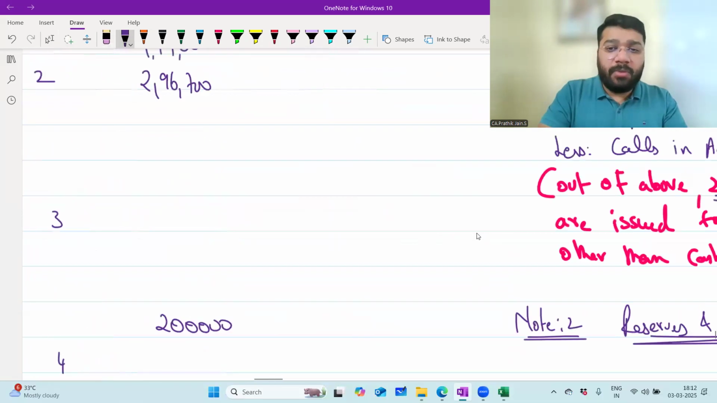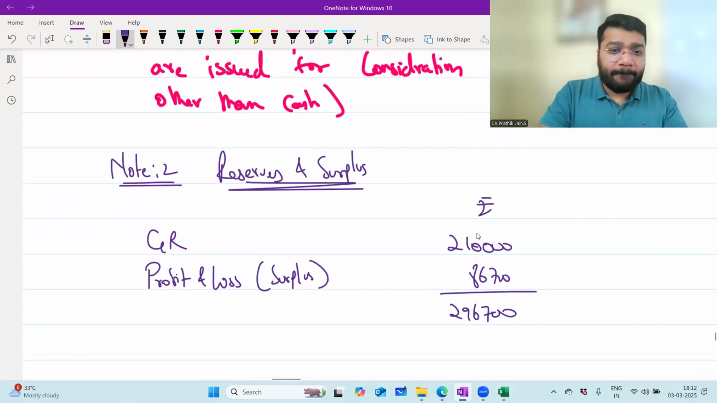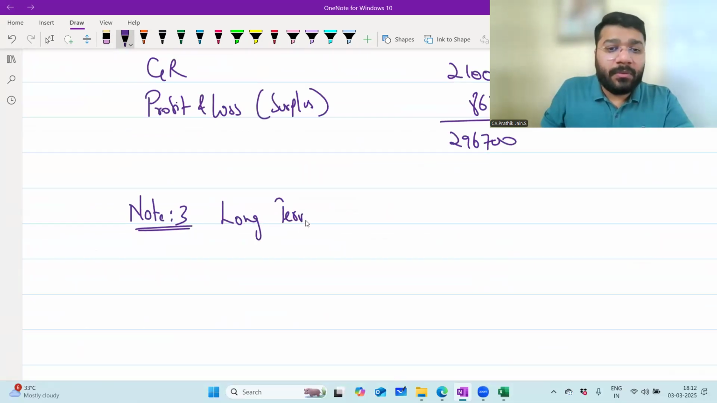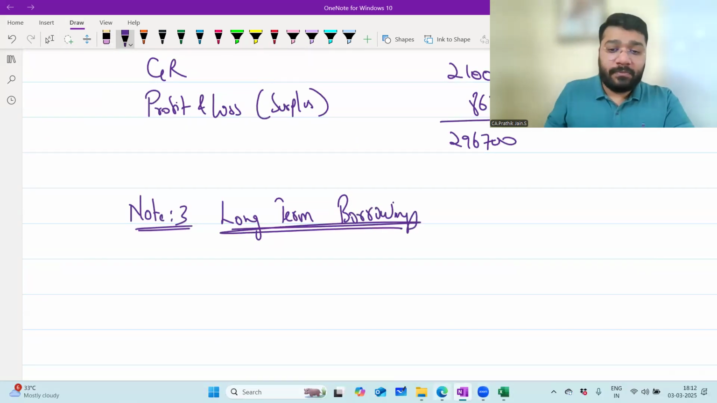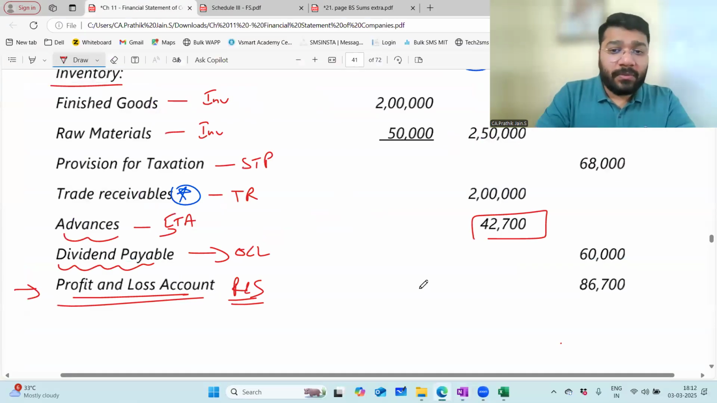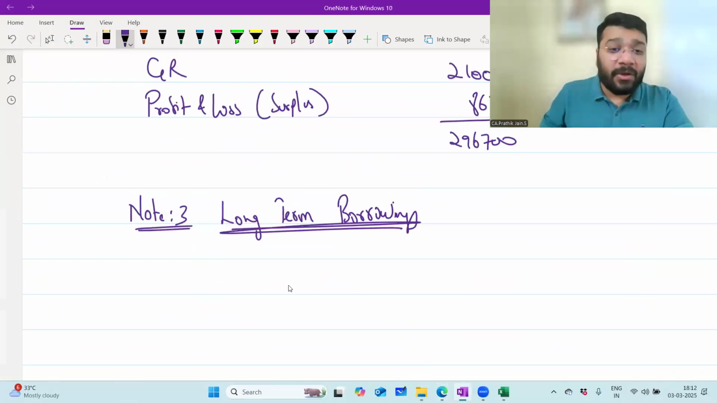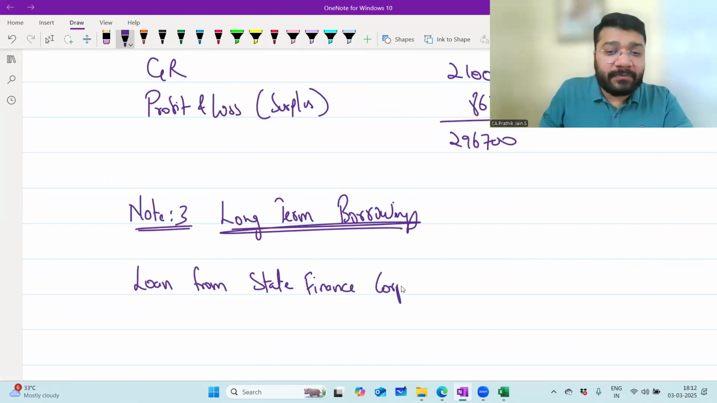Wonderful. Next is what? Long-term borrowing. Now, loan from State Finance Corporation 1,50,000. Please write in the inner column. Loan from State Finance Corporation 1,50,000 in the inner column.